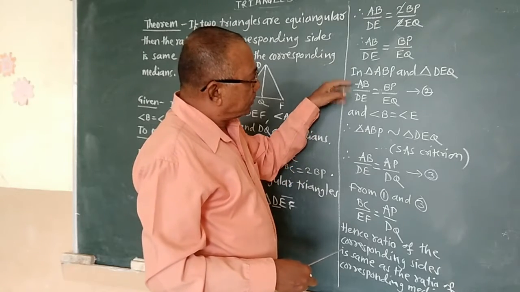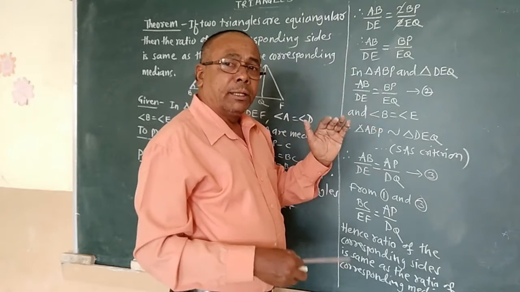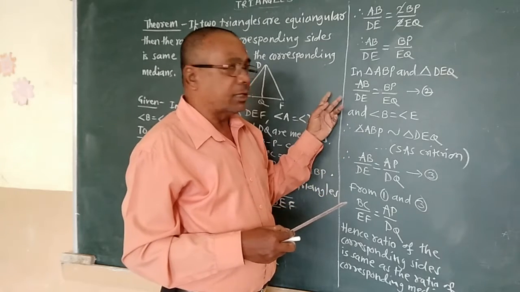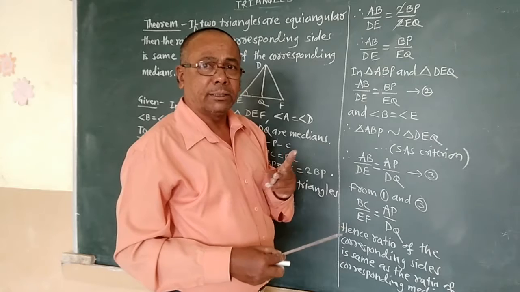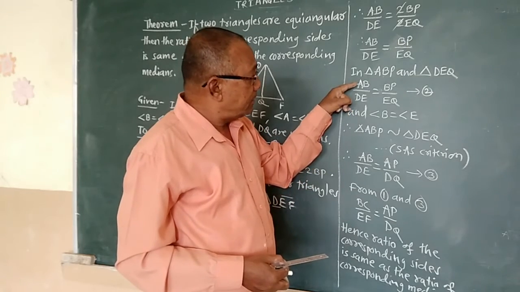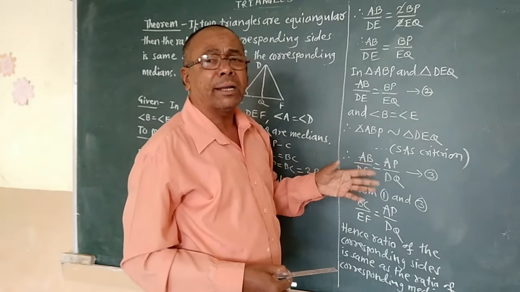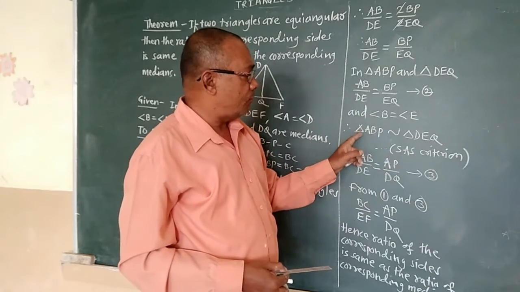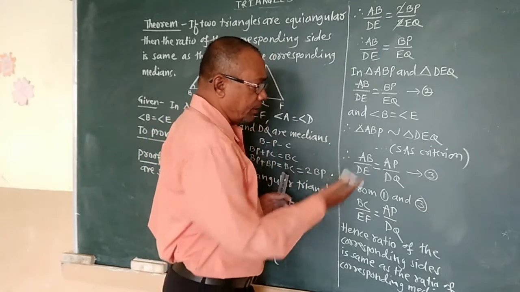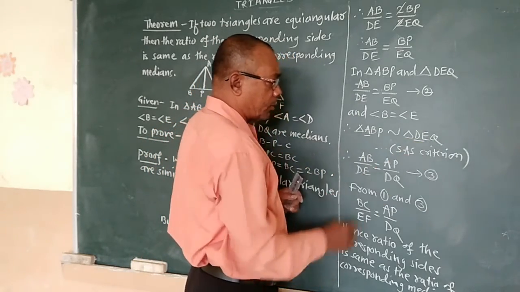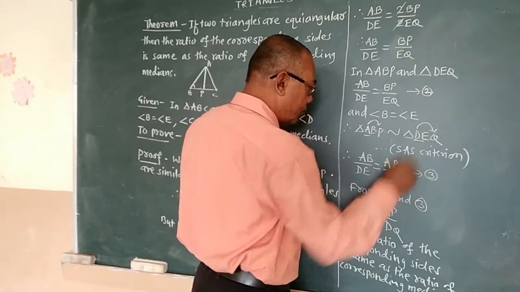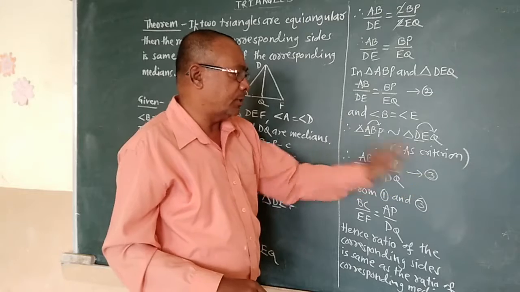If the ratio of the corresponding two sides of the two triangles are proportional and the angles included by them are equal, then according to SAS criteria, both the triangles are similar. Here by SAS criteria we can write that triangle ABP is similar to triangle DEQ, and if the two triangles are similar, then corresponding sides are proportional. This gives AB upon DE equal to AP upon DQ. So that is equation number 3.